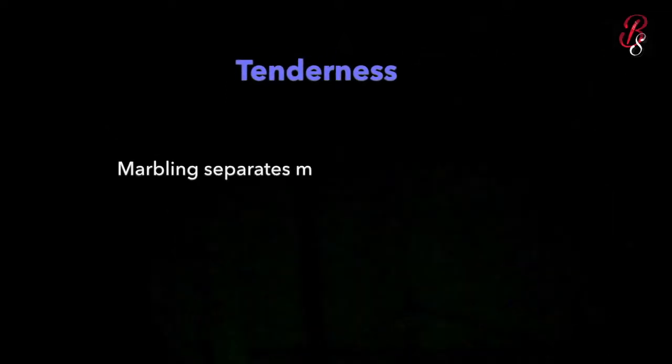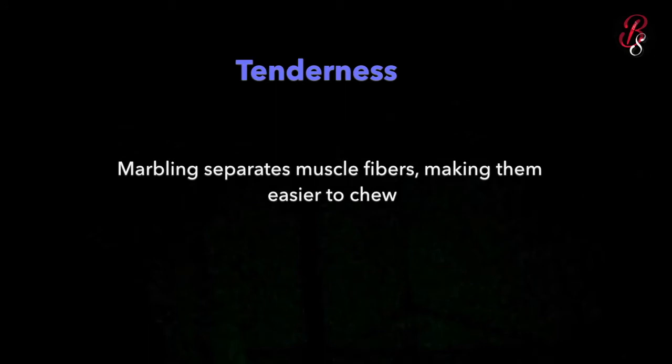The next term is tenderness. Marbling separates muscle fibers, making them easier to chew. You can say marbling is a process that separates the muscle fiber, which helps you eat the meat and makes it easy to chew. It's not like so much stuff that you have to go through, like a bone or something, right? It's easy to chew.